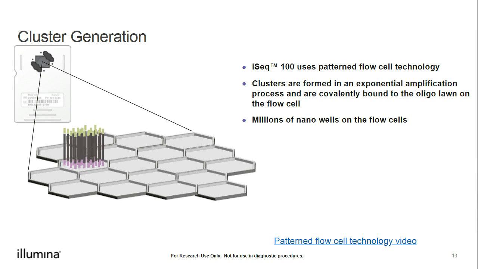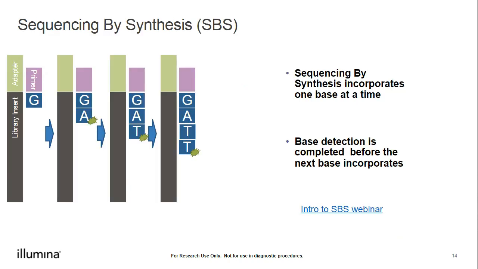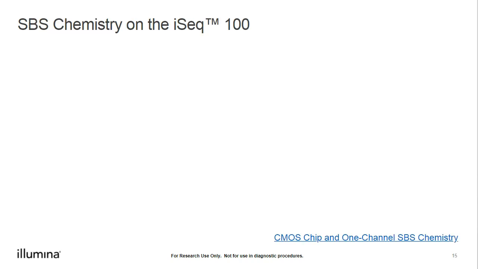So moving right along to the sequencing by synthesis. All of our Illumina sequencers utilize sequencing by synthesis, which is essentially incorporating one base at a time, where base detection is completed, and then after that we go ahead and incorporate the next base. If you have any questions about SBS chemistry, we have a really great webinar that dives really deep into the general basics of SBS chemistry and how it performs on the different instruments. We'll go over a quick overview here when we're talking about the SBS chemistry on the iSeq 100.